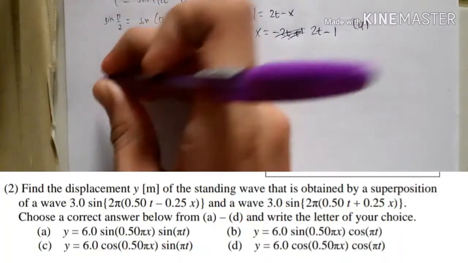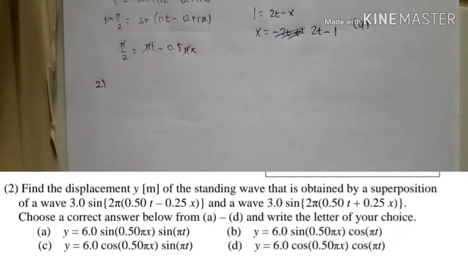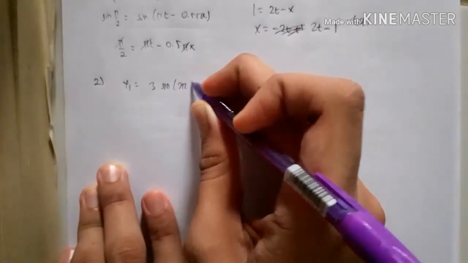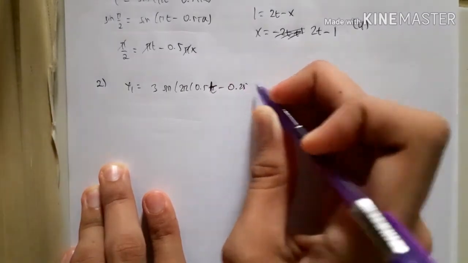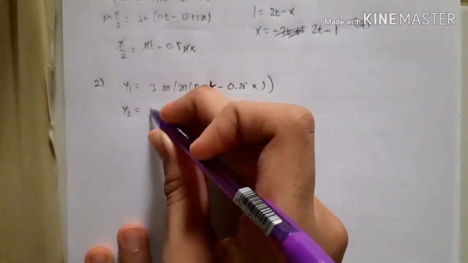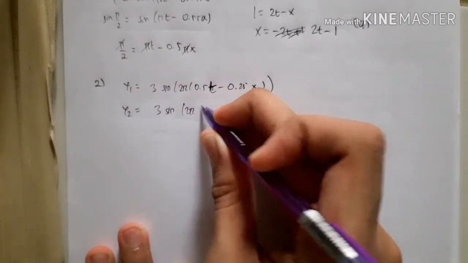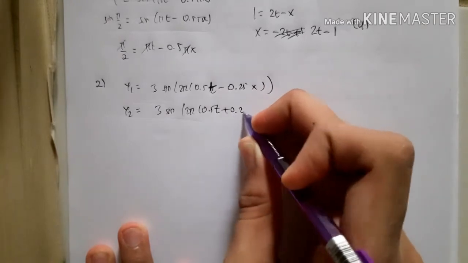Now for part 2: find the displacement y of the standing wave that is obtained by the superposition of another wave function, that is 3 sine 2 pi (0.5 t minus 0.25 x). That is our general equation from the first. And there's a second wave, 3 sine 2 pi (0.5 t plus 0.25 x). So basically, you have two waves, and this is your first wave, and you have the second wave.